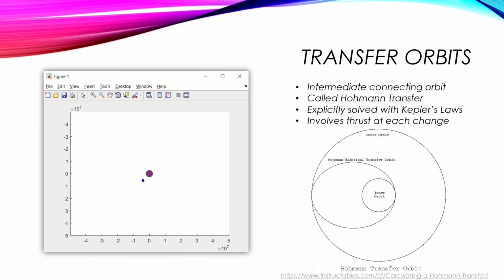Moving forward, I began to work with transfer orbits, and I started with a really simple case of the Hohmann orbit, or the Hohmann transfer, which is just changing from one circular orbit to a second circular orbit of a different radius around the same body. So these can be explicitly solved with Kepler's laws for orbital mechanics, which are just regular, simple algebra equations. And you just have to find an elliptical transfer orbit that connects the two pieces together. And it just involves a thrust at each change in order to actually change the shape of your orbit.